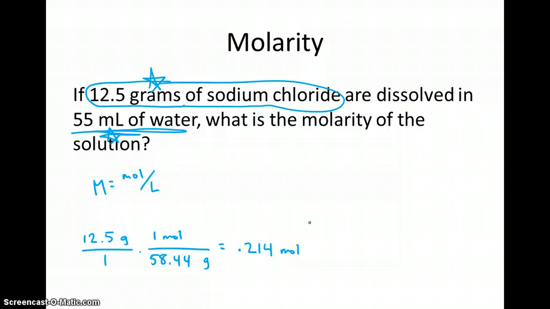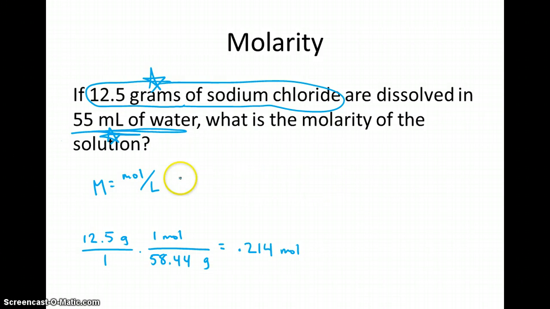And as far as the liters go, I know that 55 milliliters of water are used. So if I know that 1 liter is equal to 1,000 milliliters, in other words, if I had 1,000 milliliters, I would have 1 liter. In this case, I only have 55 milliliters, so I basically have 55 1,000ths of 1 liter. So in other words, I need to move my decimal place over to the left 3 spaces.